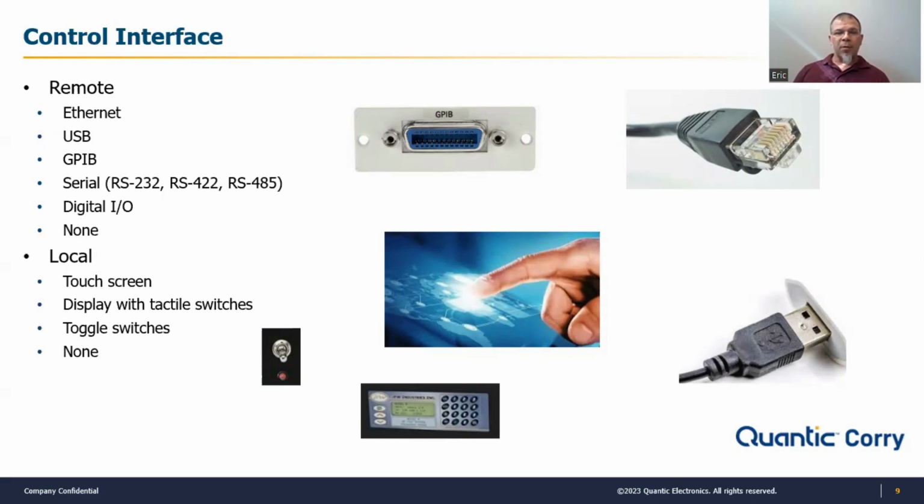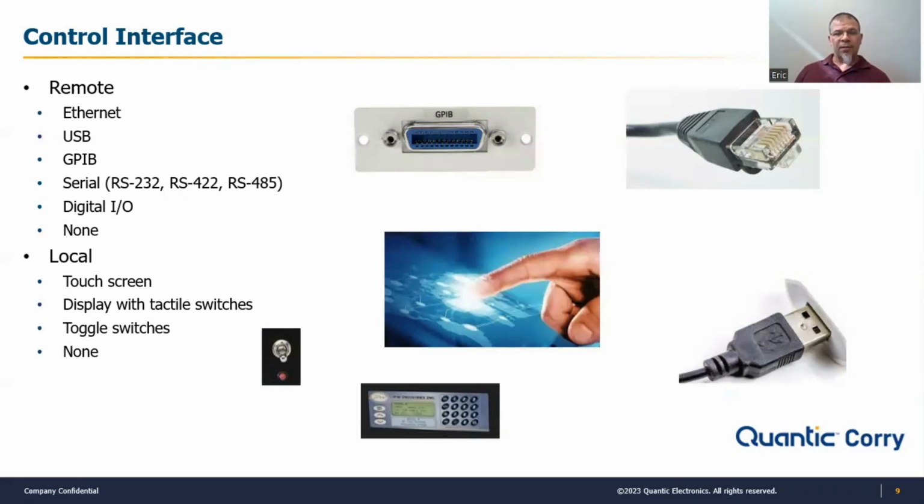So some of the remote interfaces that are common and popular are Ethernet, USB, GPIB, serial buses, straight digital I/O, where you would just toggle a pin electrically, put a high or low, 0 or 5 volts, or you can have no remote interface. If you have no remote interface, then you'd be required to have a local interface. Otherwise, the switch matrix would be kind of useless.